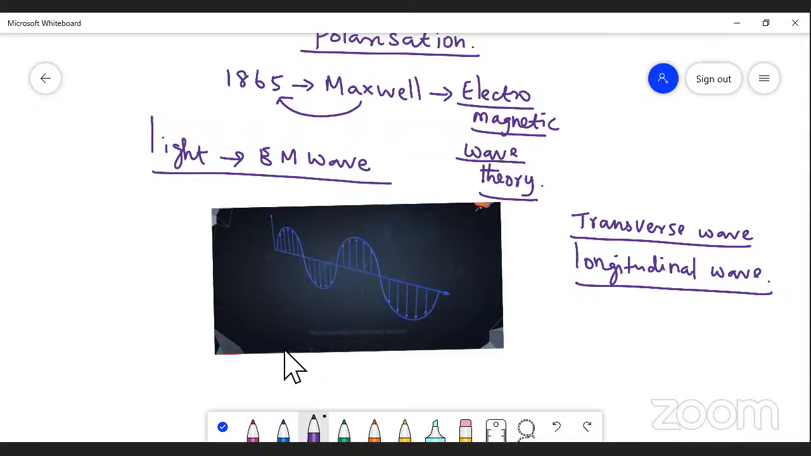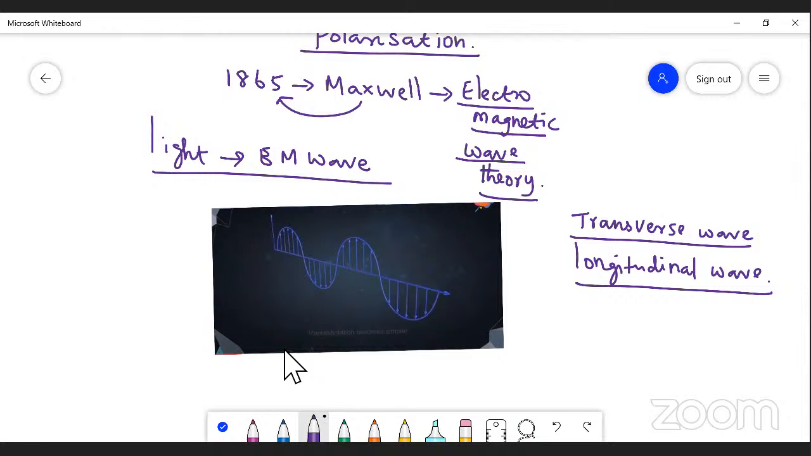Okay, here the light wave is one of the transverse waves. Why? Because the electric field vibration is perpendicular to the direction of the propagation of the wave. So the light waves are transverse in nature.